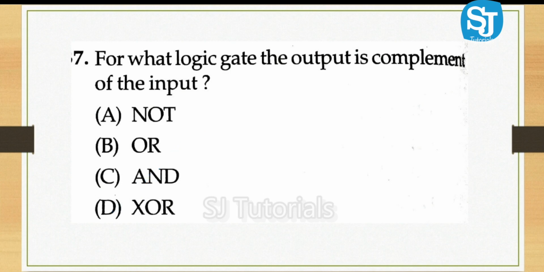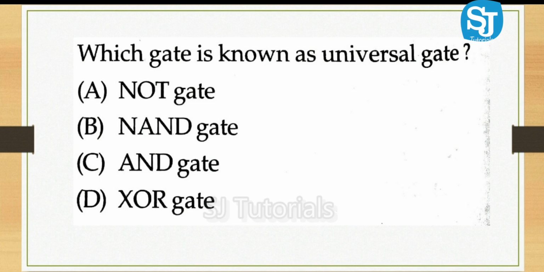Then the next question is, which gate is known as a universal gate? What is a universal gate? A universal gate is a gate which can create all other basic gates using that gate. That is called a universal gate. There are mainly two types of universal gates. First one, NAND gate. Second one, NOR gate. These two gates are called universal gates.